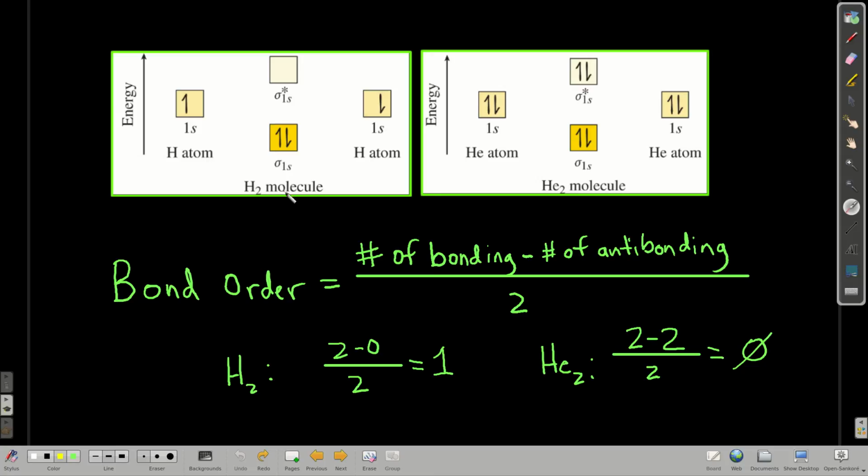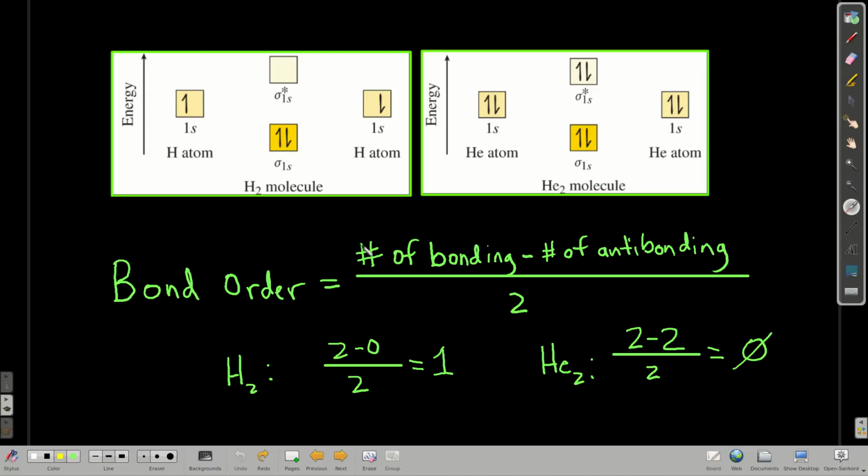If we do that for hydrogen, we get 2 electrons in this bonding orbital, 0 in the anti-bonding. 2 minus 0 over 2 is 1. Helium, dihelium, we get 2 minus 2 over 2 is 0. What does that tell us? Well, a bond order of 0 says that molecular orbital theory predicts that molecule will not exist in nature. And in fact, this molecule does not exist in nature. If we get anything other than 0, it'll never be negative, it'll be positive. That means that molecular orbital theory predicts that it's possible for that molecule to exist.